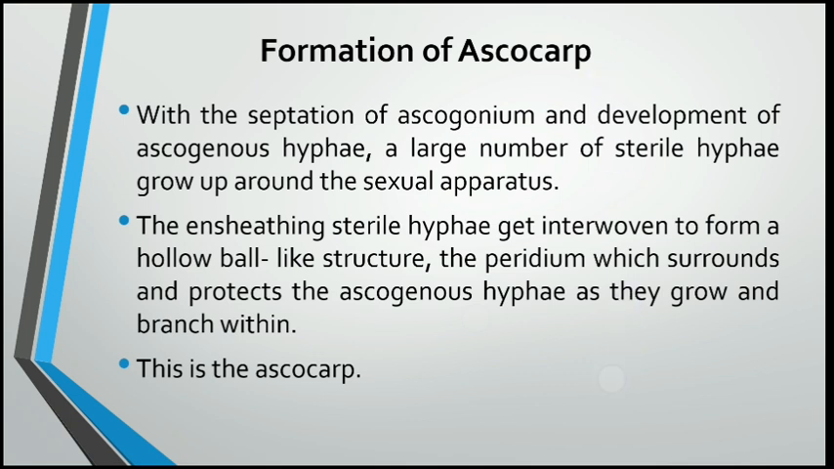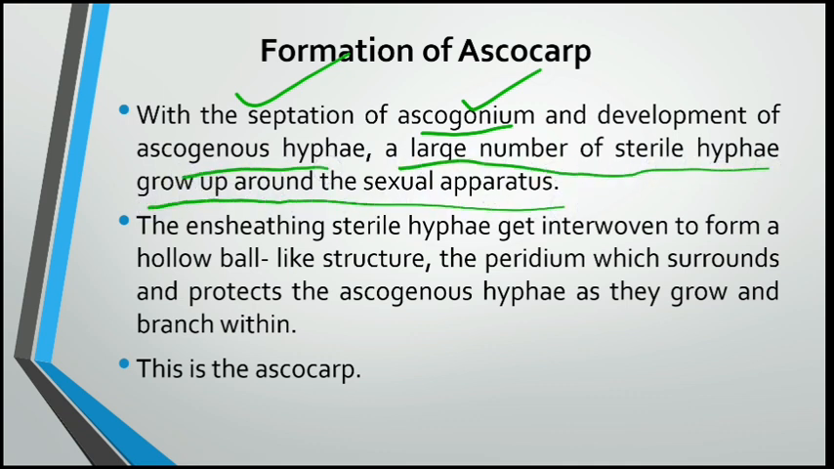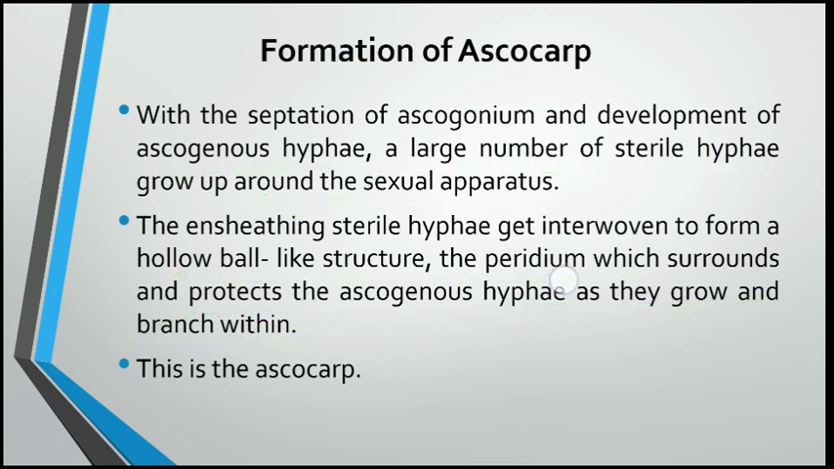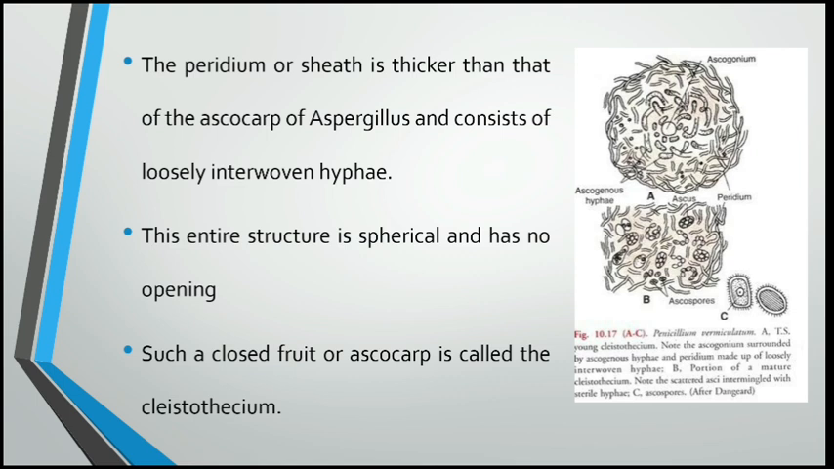Then formation of ascocarp, with the septation of ascogonium, development of ascogenous hyphae. A large number of sterile hyphae grow around the sexual apparatus. The enclosing sterile hyphae get interwoven to form a hollow ball-like structure, the peridium, which surrounds and protects the ascogenous hyphae as they grow and branch within. This is called ascocarp. This whole structure is called the ascocarp, and this is the fruiting body of this Penicillium.